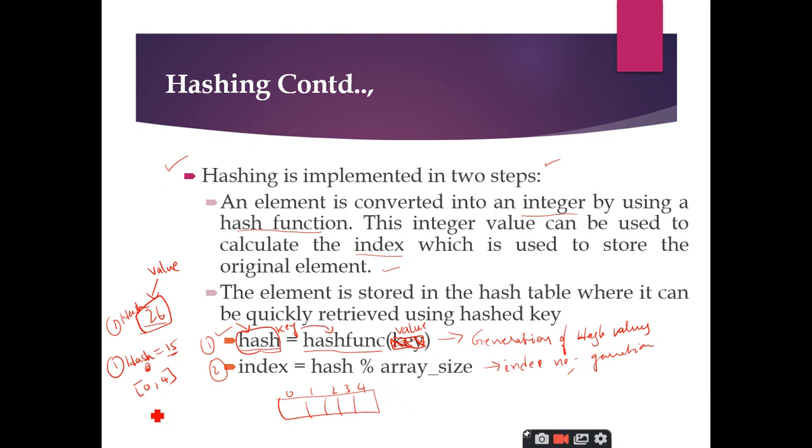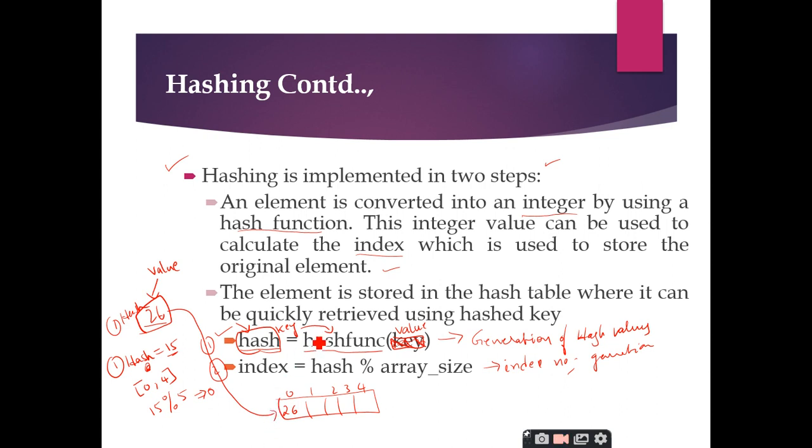So I make use of the modulo operator: 15 modulo division. What is the array size? 5. So what is the result I have? 0. So the hash value 15 is mapped to 0. So the 26 has to be stored inside this 0. Is it clear?